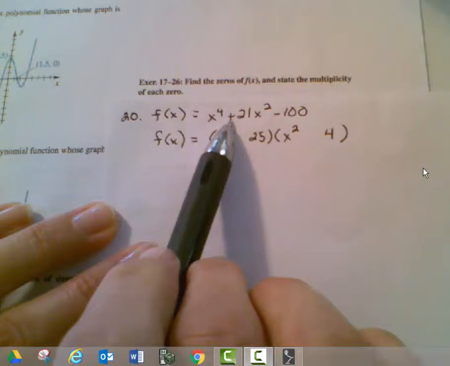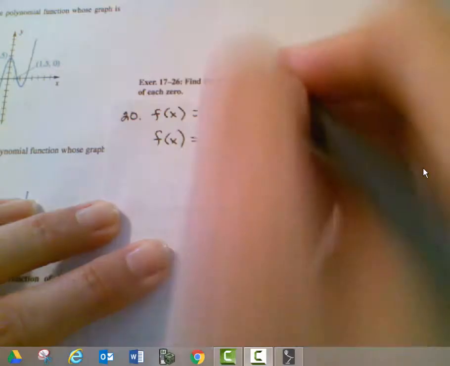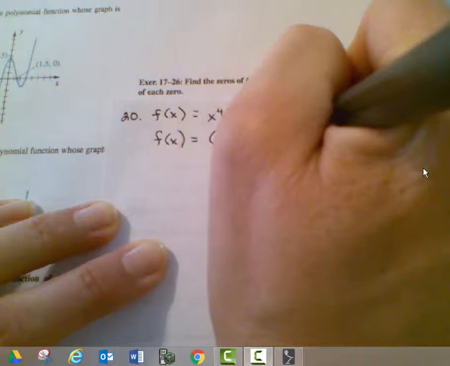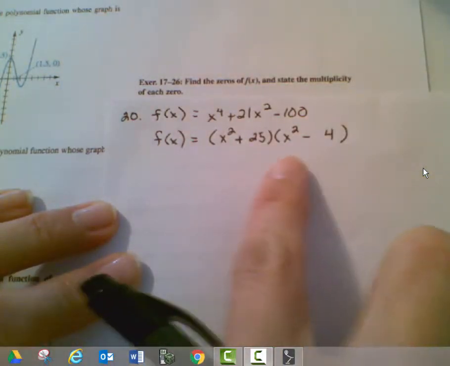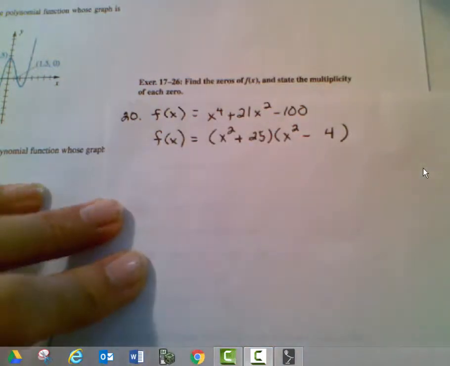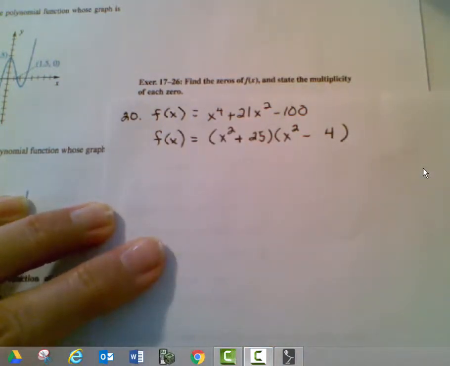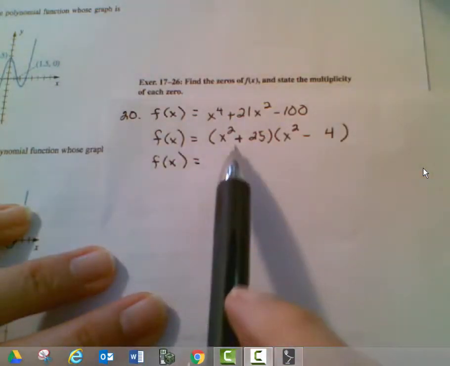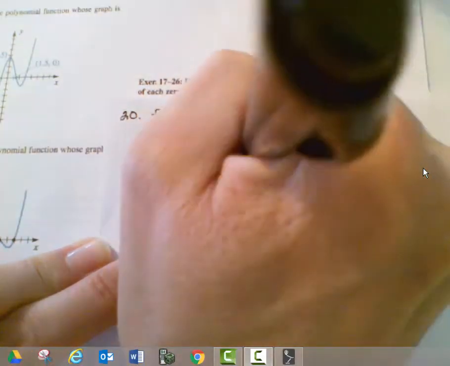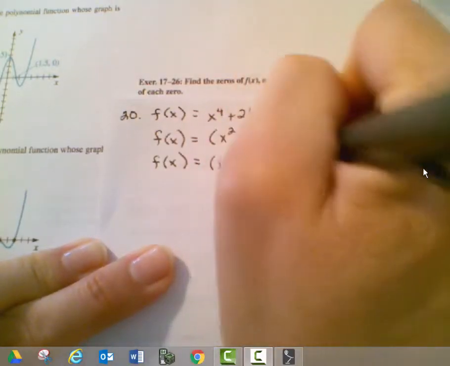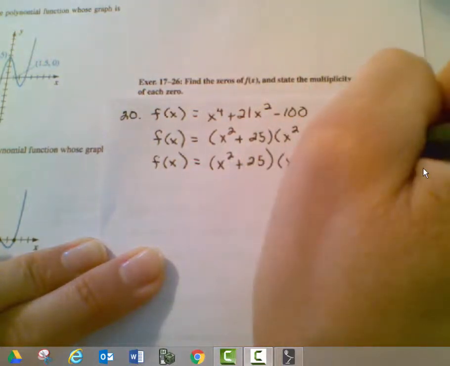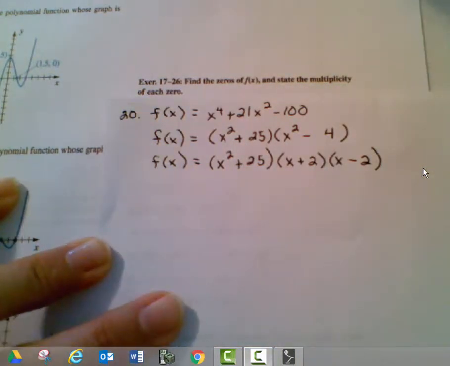And in order to obtain a positive 21 in the middle, I need that 25 to be positive and the 4 to be negative. Always check your factoring, multiply that back together real quickly to make sure it gives you what you started with, and then see if you can factor further. You can't factor the x squared plus 25 any further because it's the sum of 2 squares. But the x squared minus 4 factors into x plus 2, x minus 2.